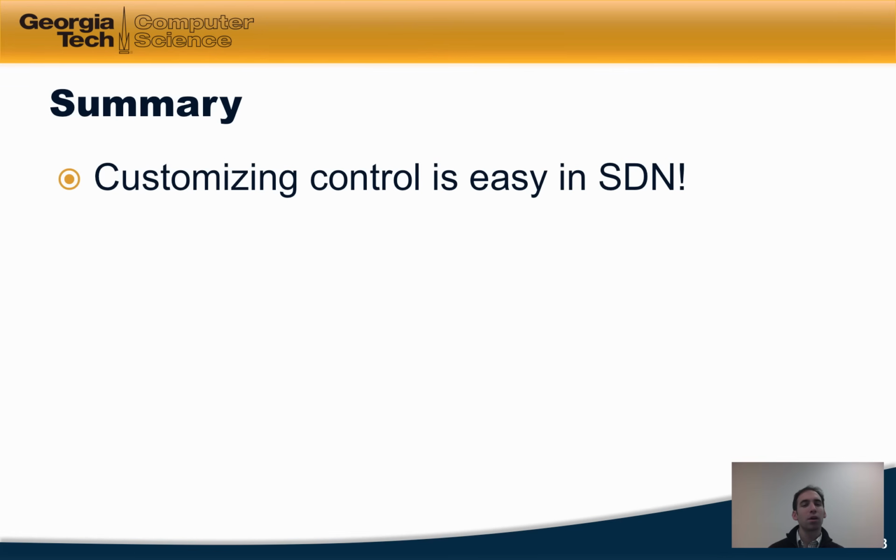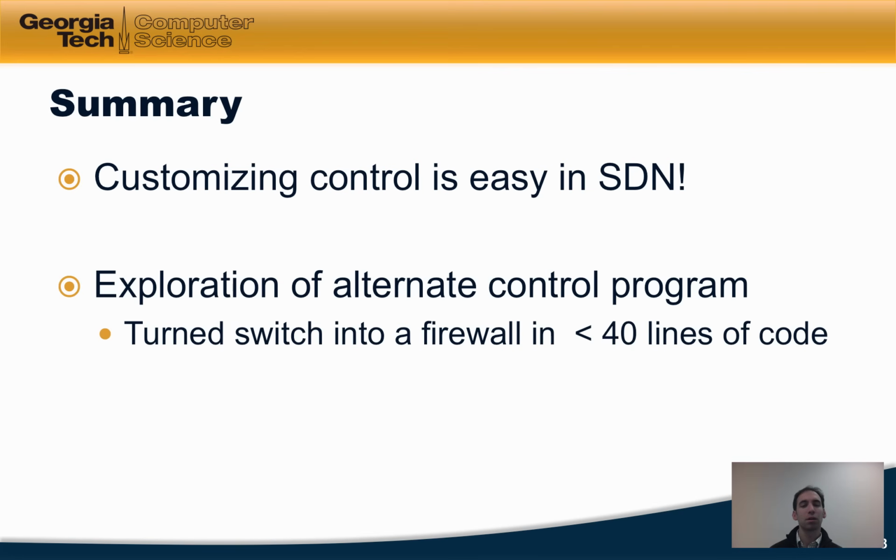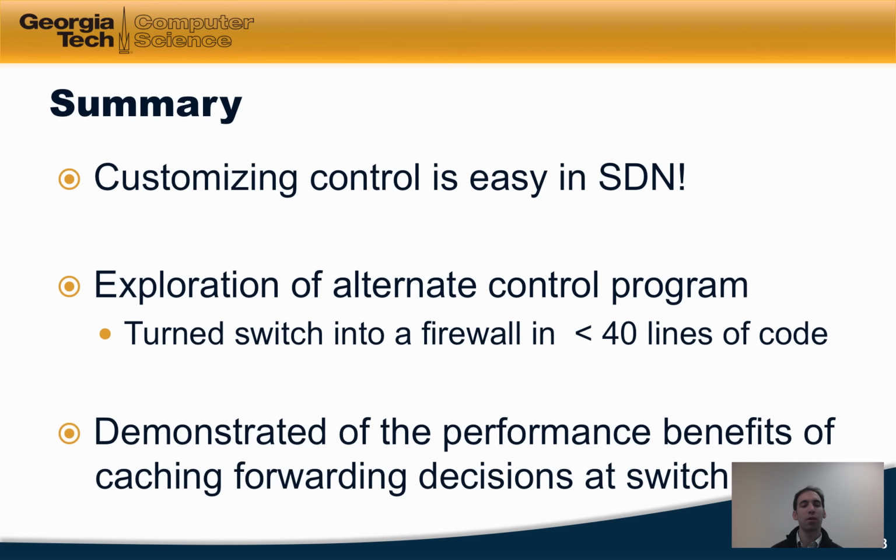In summary, we've seen that customizing control is very easy with SDN. We've made a few small changes to the layer 2 switch to enable firewall capabilities. We've explored how we can implement this type of alternate control, and we've turned a switch into a firewall in less than 40 lines of Python code. We've also demonstrated the performance benefits associated with caching forwarding decisions at the switch to avoid having to send data traffic to the controller whenever possible.